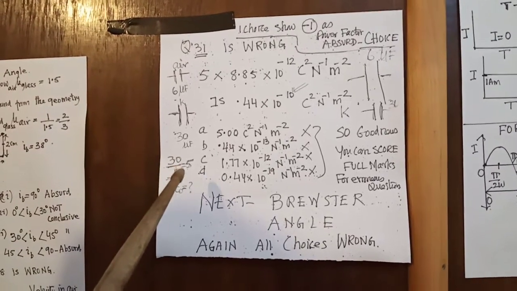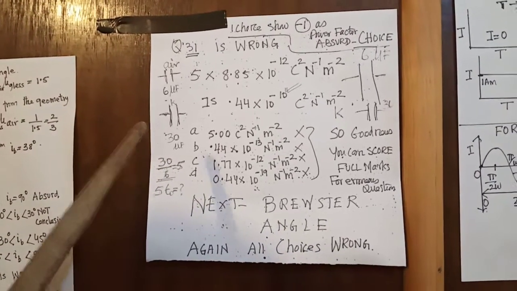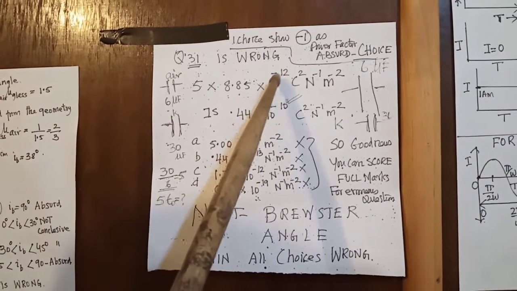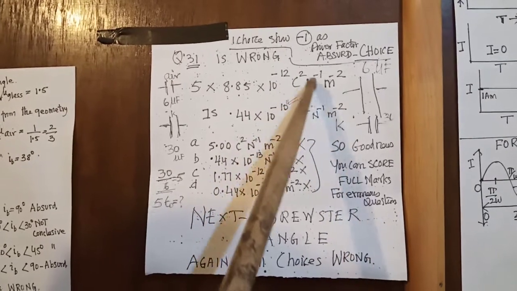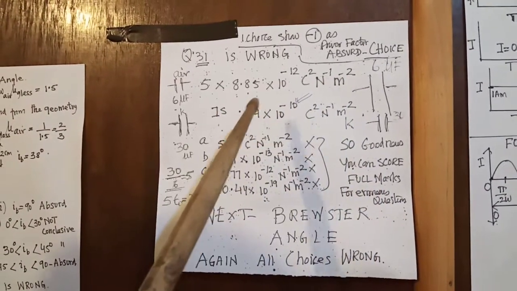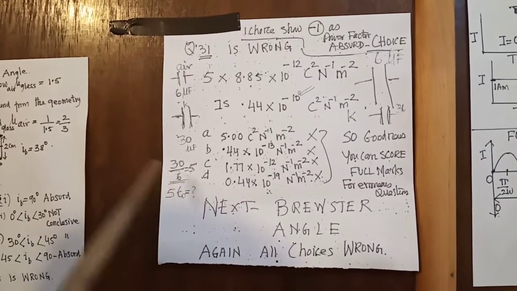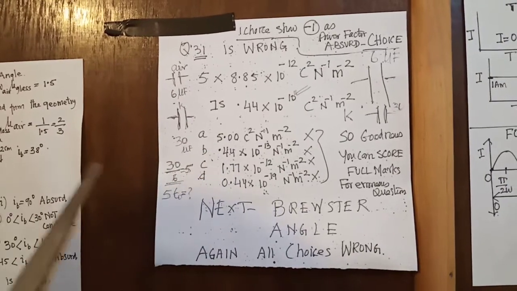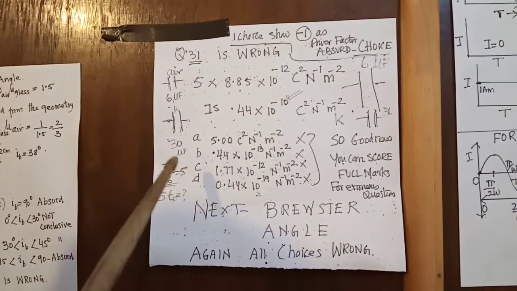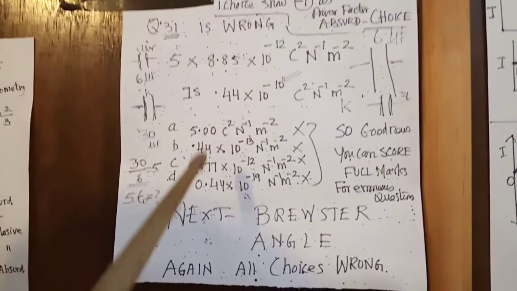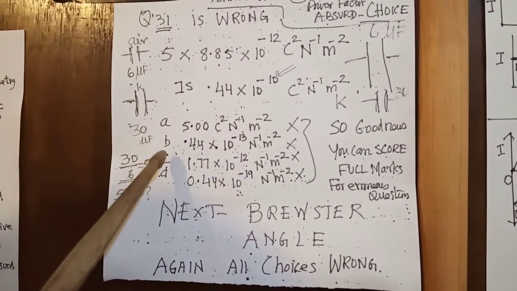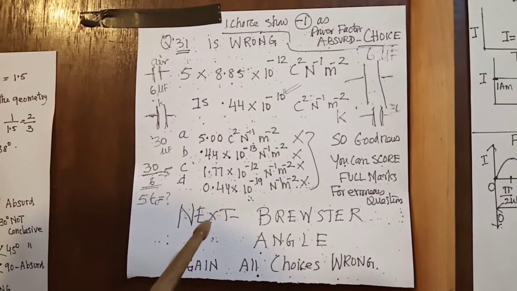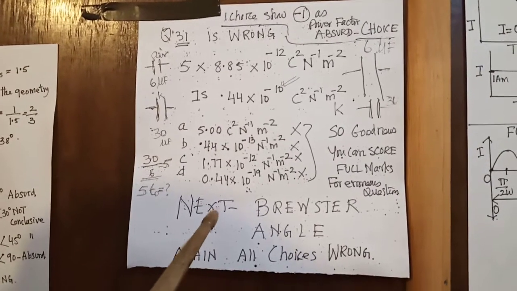Now, after knowing K, you just multiply this by 8.85 into 10 to the minus 12 C squared N minus 1 m minus 2, as given in the book. And then let me tell you, there are 4 choices, A, B, C, D, and none of what we have calculated will fit in A, B, C, D. So this is one question which students will also find to be a wrong question.